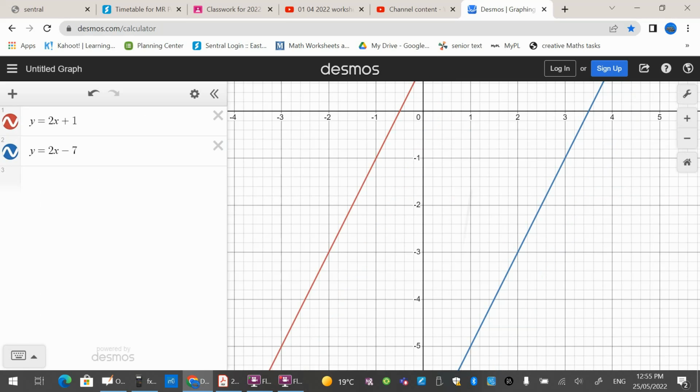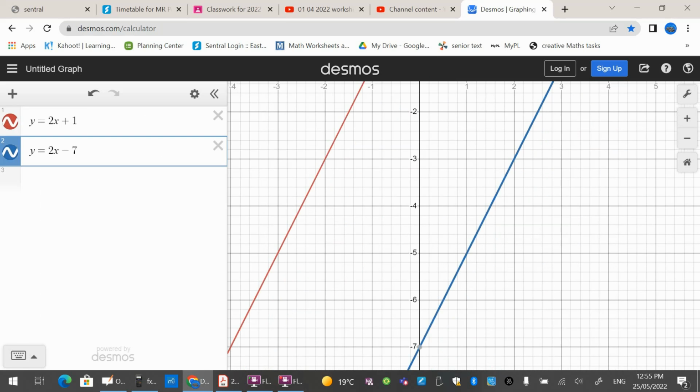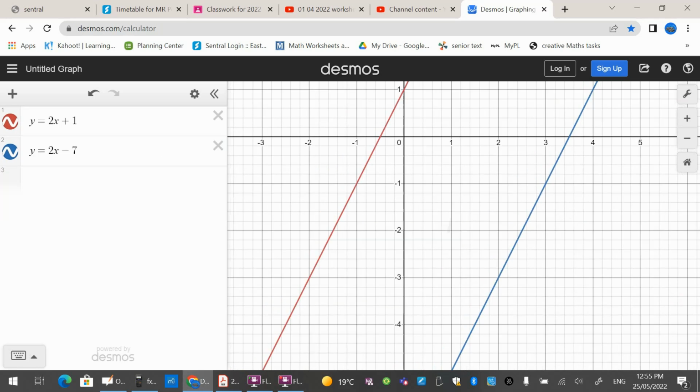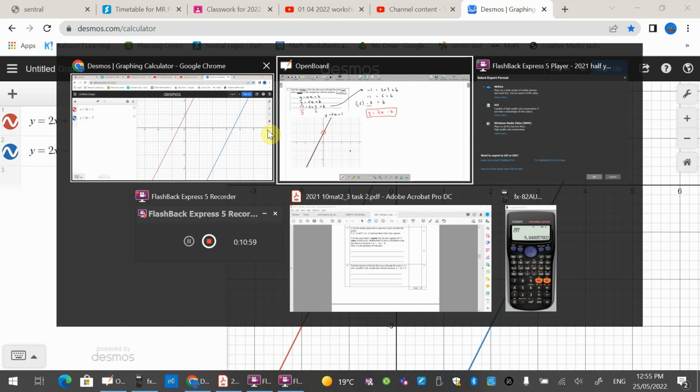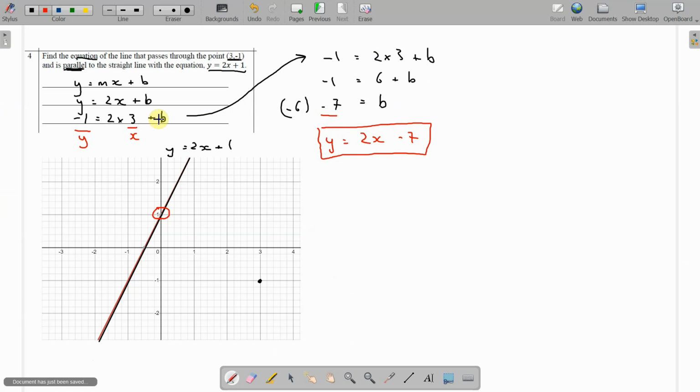And we found out by having a look here. There it is. The new line crosses the y-axis at minus 7, and it still passes through the point 3, negative 1, so it satisfies 3 conditions. It satisfies the condition that it's parallel. It satisfies the condition that it passes through that point. And then once we solved it all, it passes through negative 7. So that's how you get an equation of this sort.